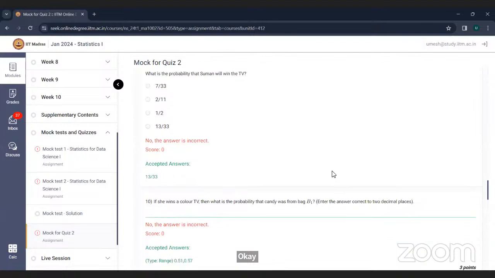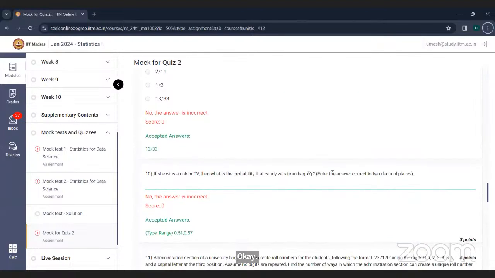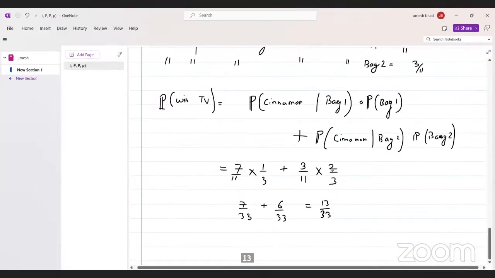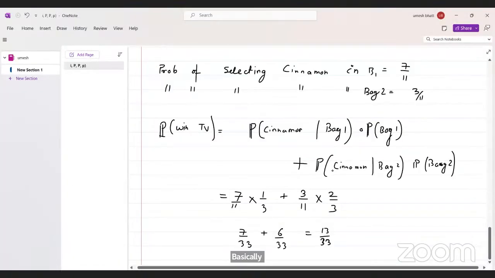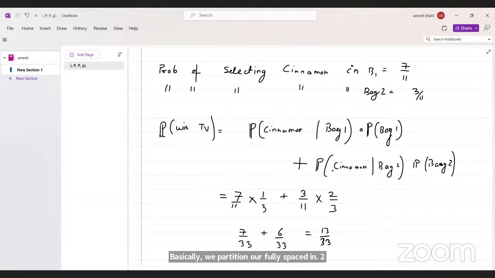13/33 is the answer. Any doubt? No, sir. Okay. Basically, we partition our full space into two parts, bag 1 and bag 2. Then our event is what? Collecting cinnamon candy.